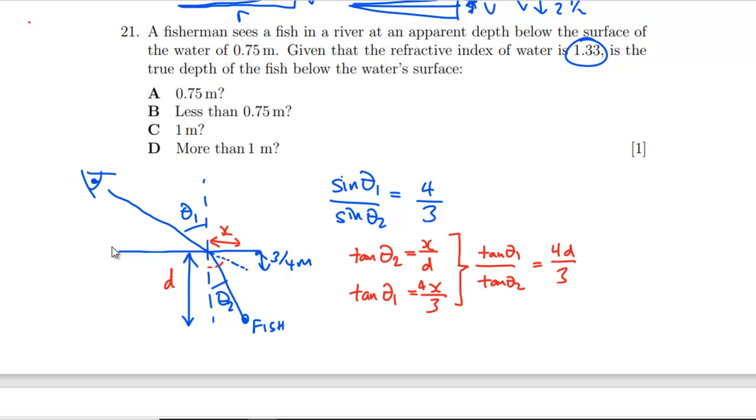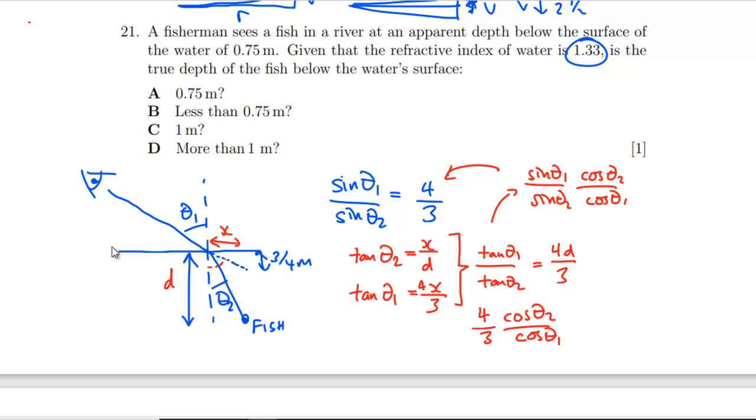How is this helping anything at all? Oh, well, we've got a sine. We can now put this sine θ1 in, because tan θ1 over tan θ2 is sine over cos divided by sine over cos. So that would be sine θ1 over sine θ2 multiplied by cos θ2 over cos θ1. We know that sine θ1 over sine θ2 is 4 over 3. So that is 4 over 3 times cos θ2 over cos θ1 equals 4d over 3. So we can get rid of the 4 over 3s and say that is just equal to d.